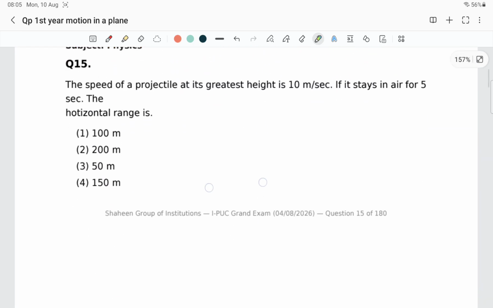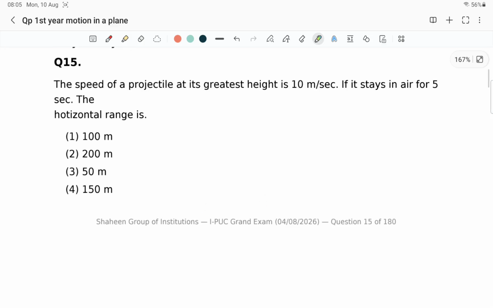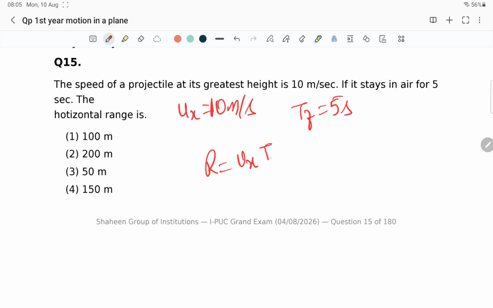Alright, let's move on to the next one. Question number 15. The speed of a projectile at its greatest height is 10 meters per second. If it stays in air for 5 seconds, the horizontal range is? At the highest point, horizontal velocity ux is 10, he has given. Then time of flight he has given, 5 seconds. Range is given by ux into tf, so directly the answer is 50 meters. I hope this was easy. Okay, let us move on to the next one.